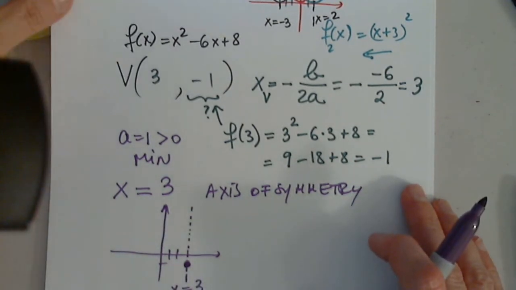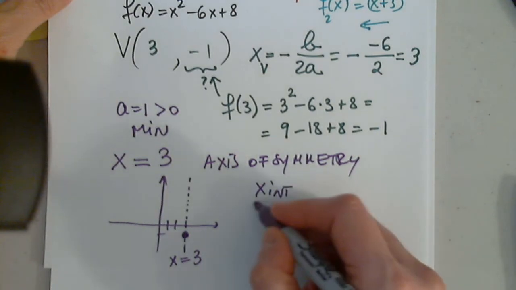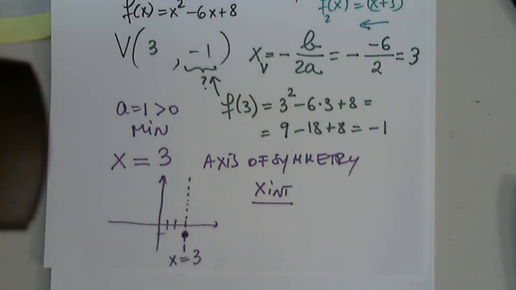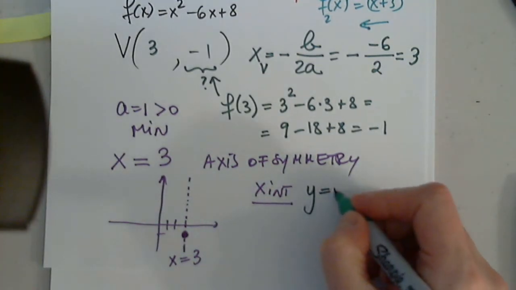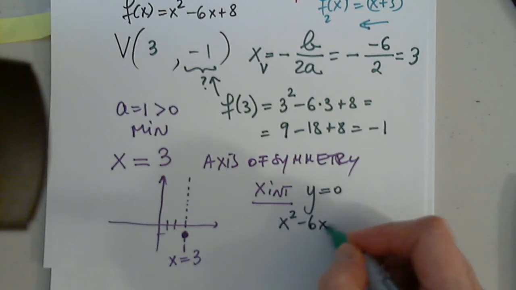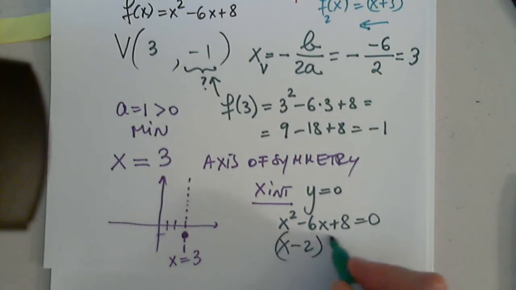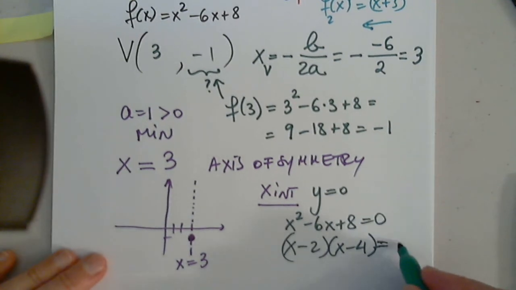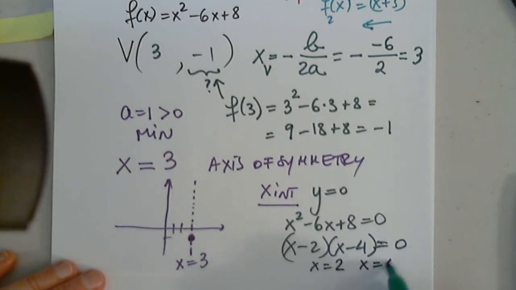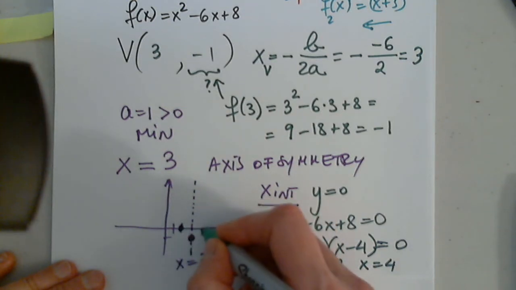So let's find the x and y intercepts. How do I find the x-intercepts for any function? Set y to 0. So then we have x squared minus 6x plus 8 equals 0. If it's factorable, let's factor it. If it's not factorable, let's use the quadratic formula. -4 and -2. So then x equals 2 and x equals 4. So as expected, 2 and 4.